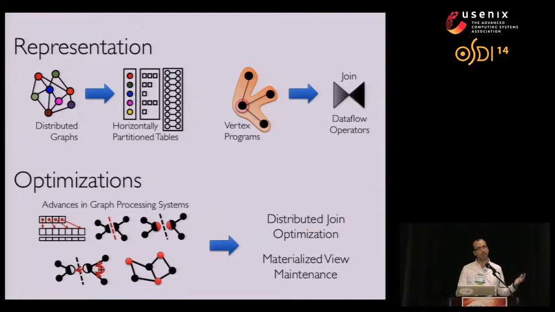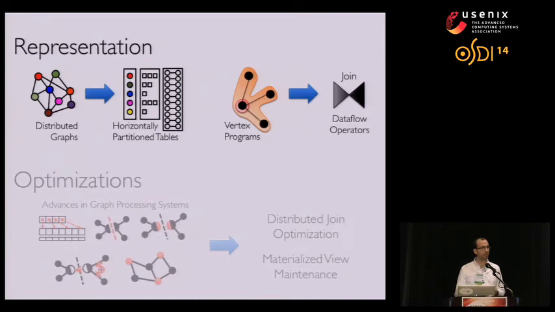In particular, we're going to have to recast those optimizations as distributed join optimizations and techniques in incremental materialized view maintenance. All right, so let me first talk about the representational developments we used in the GraphX system.